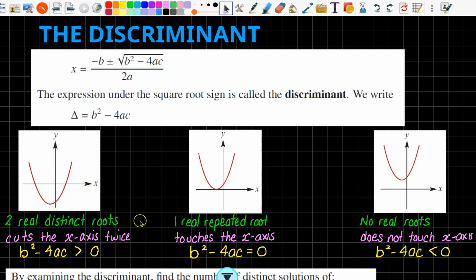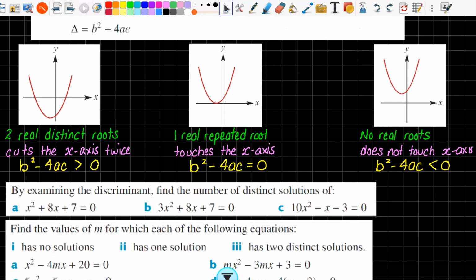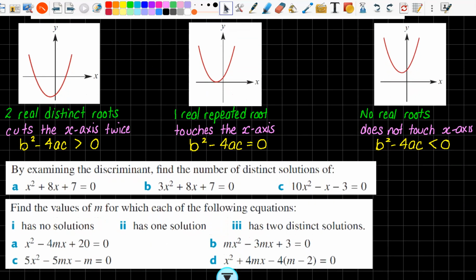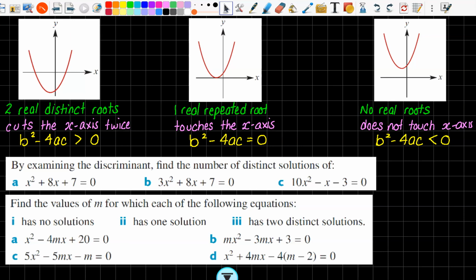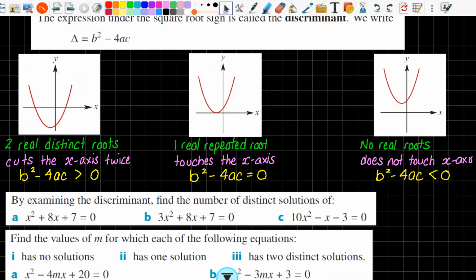Okay, in this video we're going to take a look at the discriminant and then just apply it to a couple of these questions and see how we can do that. That will also involve the use of some sign diagrams. So those are the skills that we'll look at today.